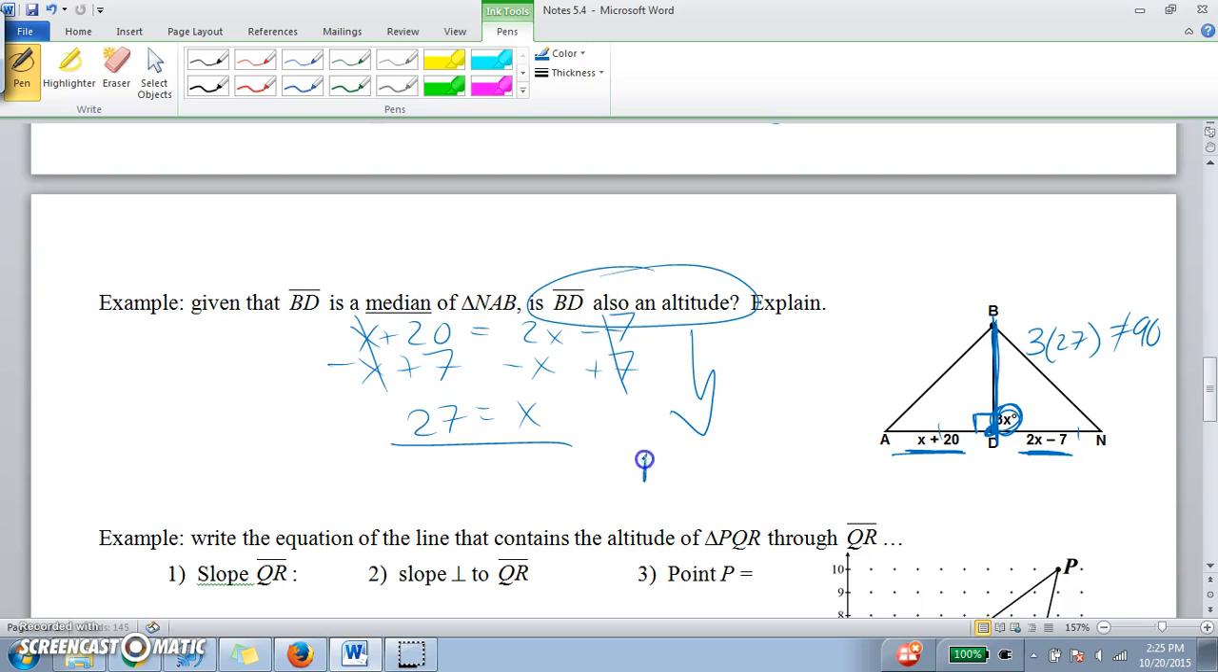So this would be no, because it's not perpendicular to the opposite side, to AN.